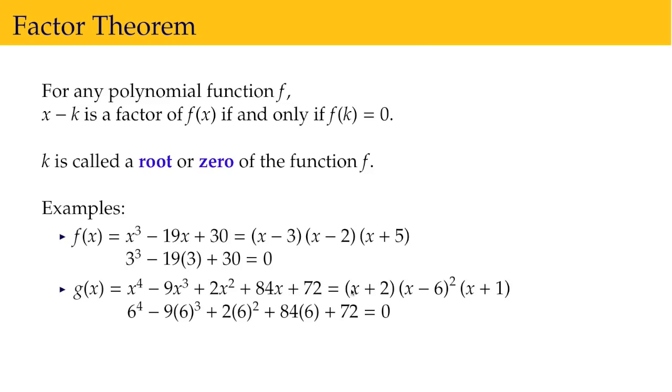Also, notice that x plus 2 doesn't seem to be in the form of x minus k, but x plus 2 is the same as x minus a negative 2. And so if I substitute a negative 2 into this function, I will get a 0. So negative 2 is a root or a zero. Remember, those are interchangeable. 6 is a root, and negative 1 is also a root of this function.